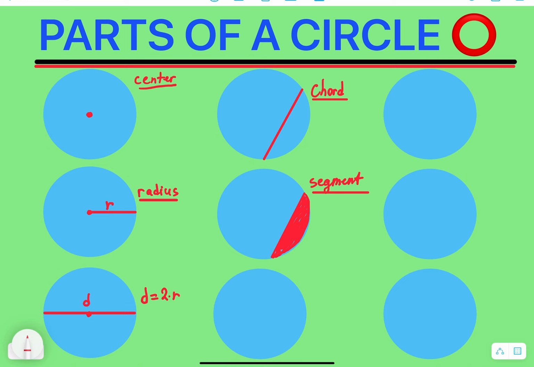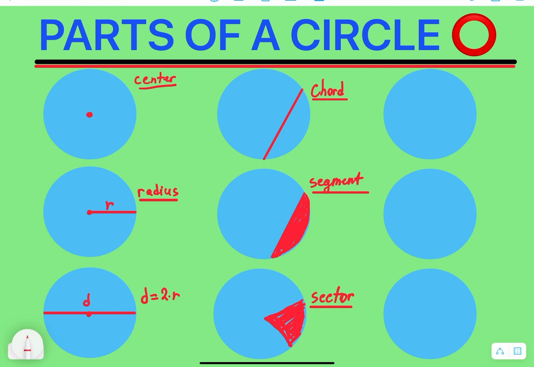Next, imagine this is pizza and we cut a slice of a pizza. We call this part, this slice of the pizza from circle, we call this sector. Sector.